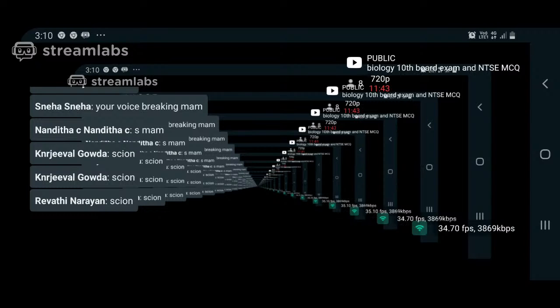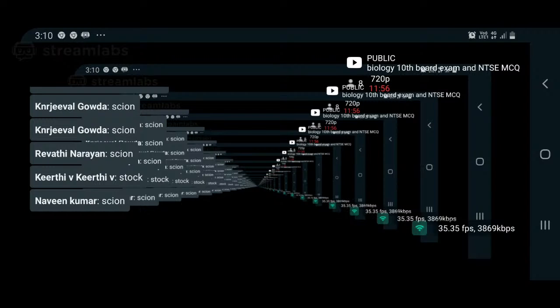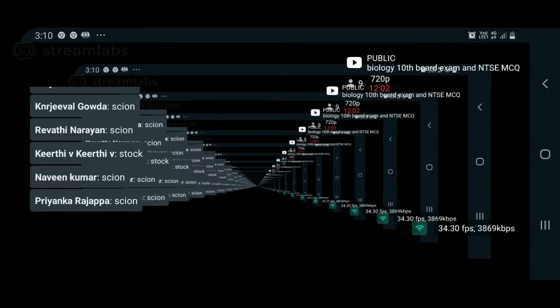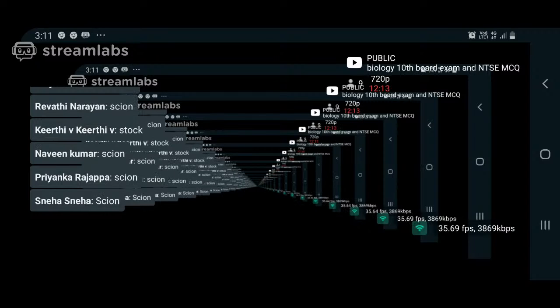Yes, Revati answered scion. Very good, Revati. That is the right answer. You had any idea on that? Kirti answered stalk. Tanuja, good. Scion is the right answer. Not Kirti. Stalk is not the grafted portion. Grafted portion is the part which we are going to attach to the stalk. Stalk is a base plant which can have better root system, which can develop better shoot.